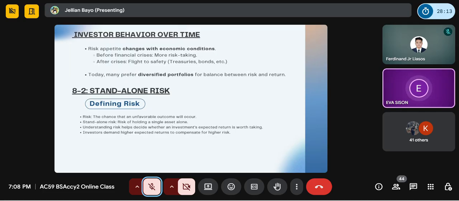So, investor behavior over time. Investor behavior doesn't stay the same. Before a financial crisis, many people are confident and take more risk to earn higher returns. But after a crisis, investors become cautious. They move their money into safer options like government bonds. Today, many investors try to balance risk and return by building diversified portfolios, combining both risky and safe investments. This helps reduce losses while still earning good returns.